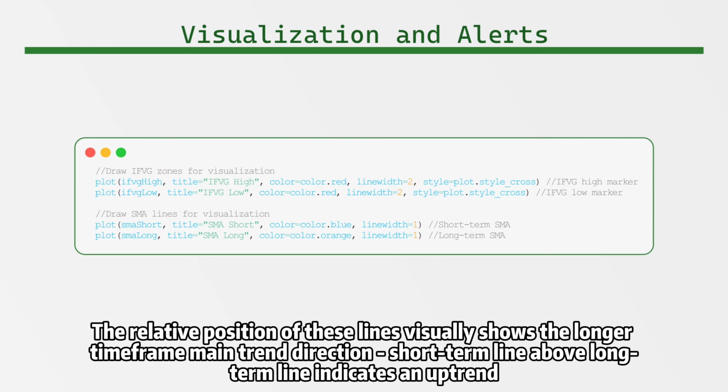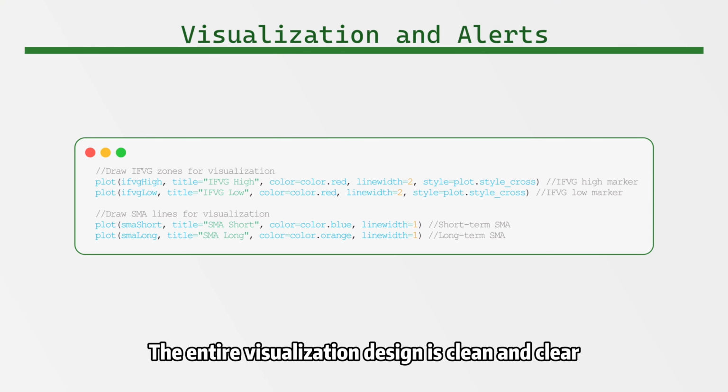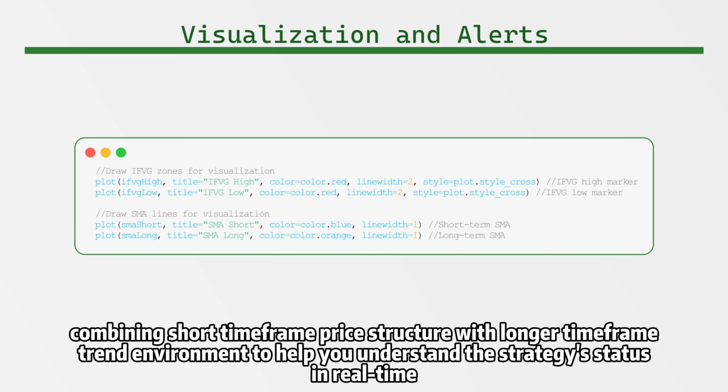The relative position of these lines visually shows the longer time frame main trend direction. Short-term line above long-term line indicates an uptrend, and vice versa. The entire visualization design is clean and clear, combining short time frame price structure with longer time frame trend environment to help you understand the strategy's status in real time.